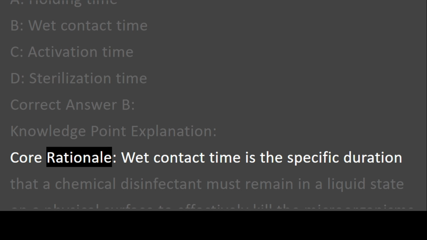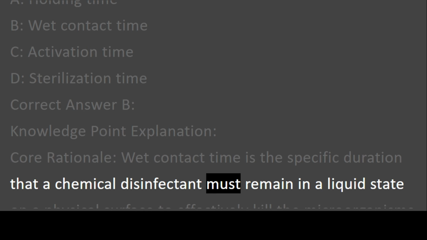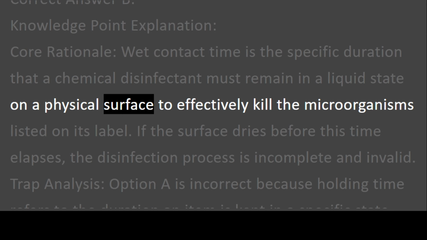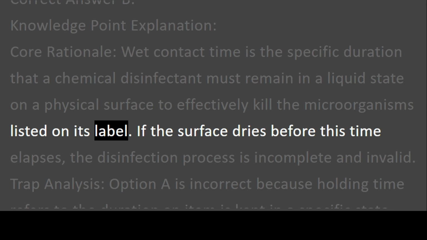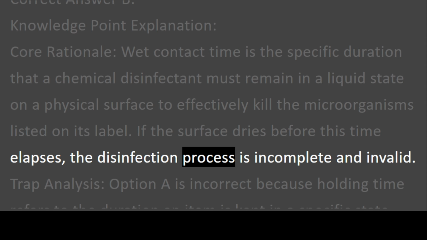Knowledge point explanation. Core rationale. Wet contact time is the specific duration that a chemical disinfectant must remain in a liquid state on a physical surface to effectively kill the microorganisms listed on its label. If the surface dries before this time elapses, the disinfection process is incomplete and invalid.